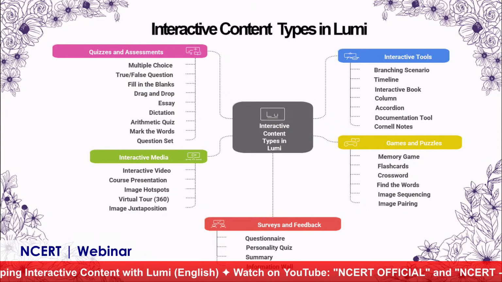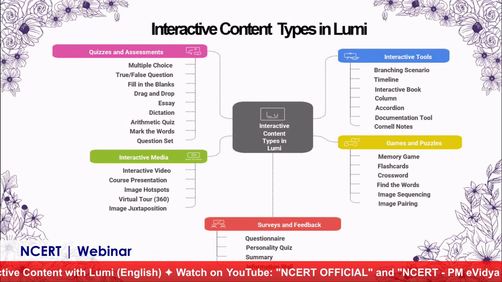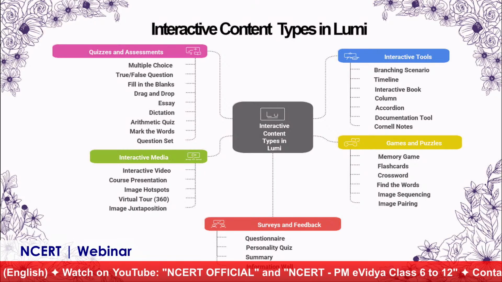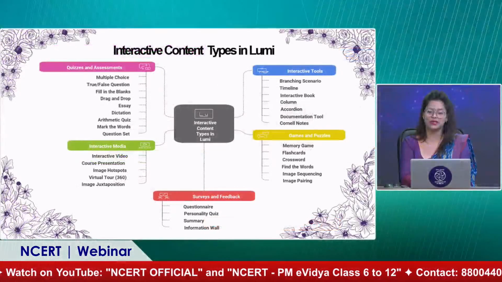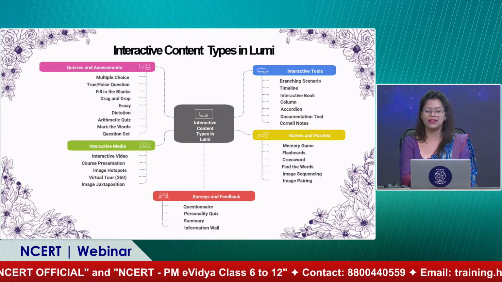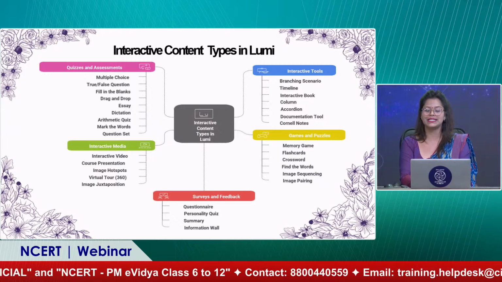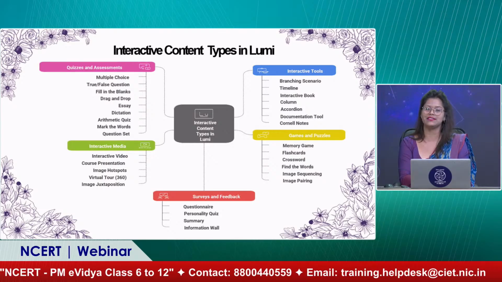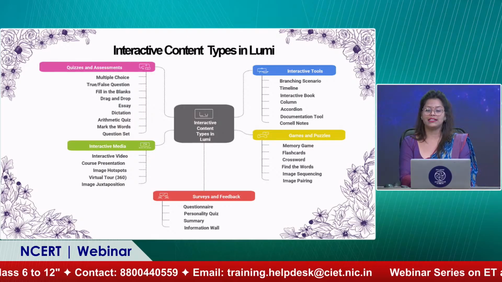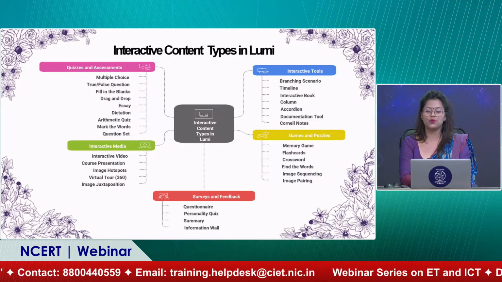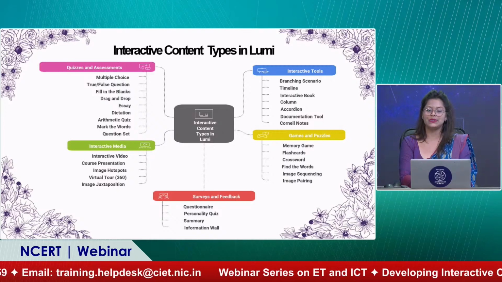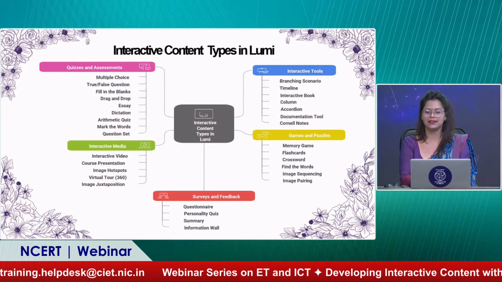If I categorize the 60 types into major parts, you will get quizzes for assessment: multiple choice questions, true false questions, fill in the blanks, drag and drop, essay type, dictation, arithmetic quiz, mark the words. These features can be used for assessment purposes. For interactive mode, there are branching scenario, timeline, interactive book, column, accordion, then documentation tools, then Komal notes. These can be used in our day-to-day teaching and learning.